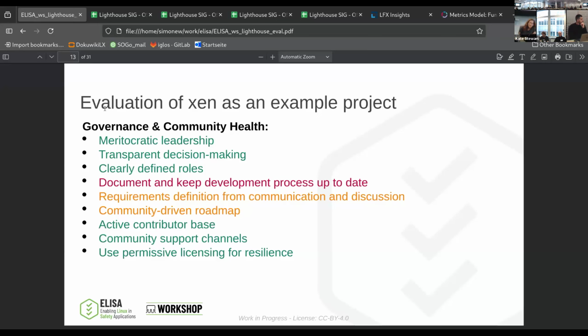Then there's a little bit the point of requirements definition for communication and discussion. They have regular summits where there can be design sessions to come to certain designs. The issue there is that the design sessions exist, but it's only held in person, so people cannot check it afterwards, and it's hard to evaluate how stringent that is. And the same goes for the community-driven roadmap.